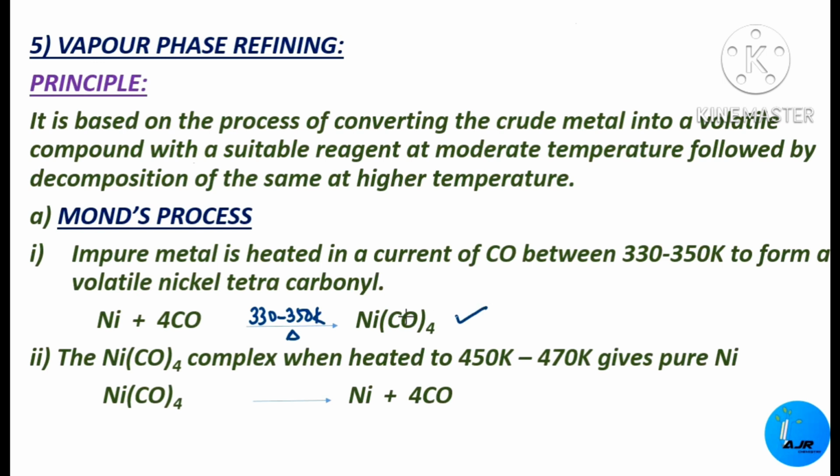So what happens now? The next step is the decomposition step. Now this nickel tetracarbonyl complex is again heated to 450 to 470 Kelvin. When it is heated to 450 to 470 Kelvin, this nickel tetracarbonyl, which is volatile in nature, will again decompose to form the pure nickel. We'll be removing the carbon monoxide, so the solid impurities will be left behind, and we'll get the purified nickel.